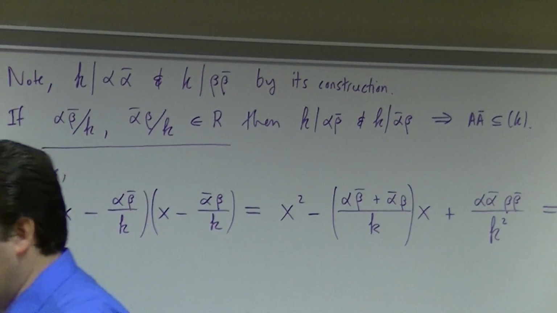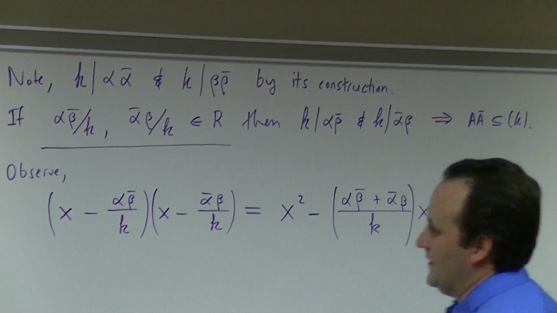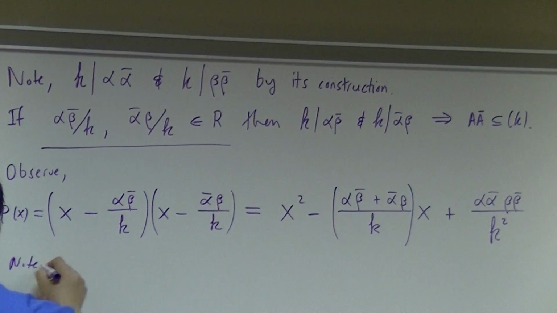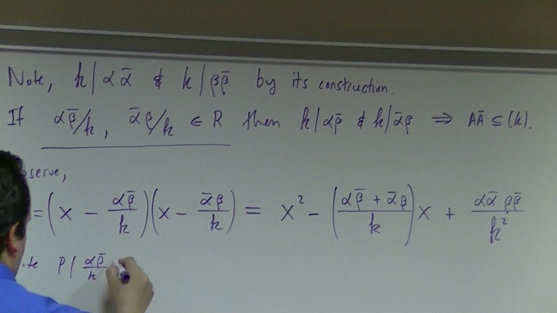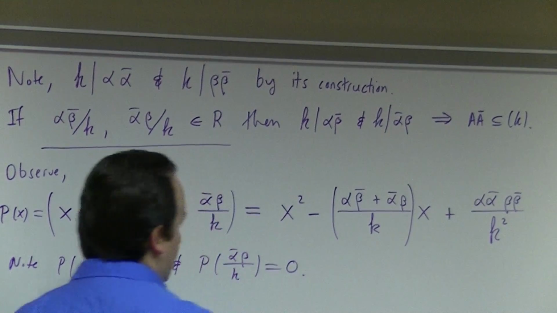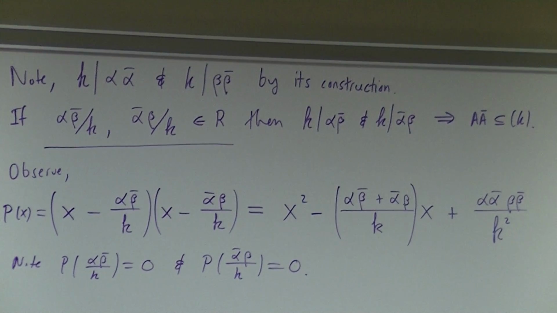Well, when is that equal to 0? Yeah, maybe forget about this equals to 0. Let's not do that. Let's give this thing a name. Let's call this p of x, right? And observe, note, p of alpha beta bar over k is equal to 0, and p of alpha bar beta over k is equal to 0. Now that shows that alpha beta bar over k and alpha bar beta over k are quadratic integers if what condition is met for p? Yeah, we need that they have Z coefficients, right?